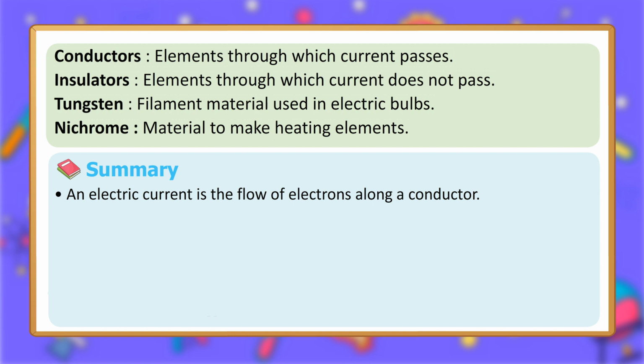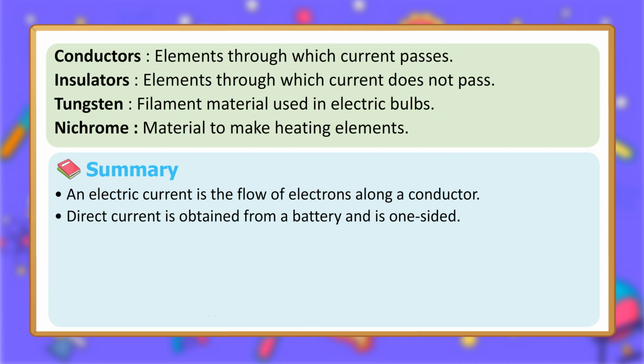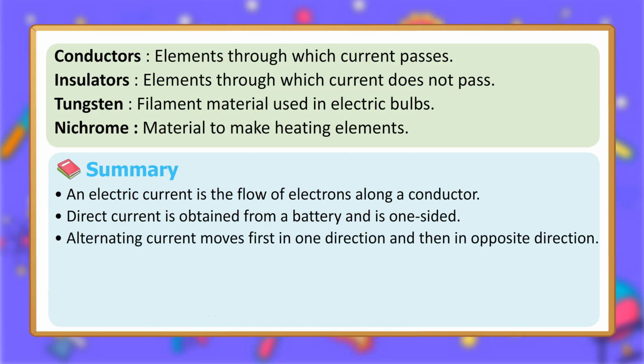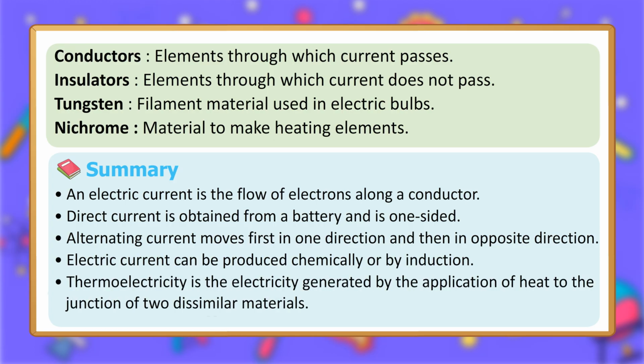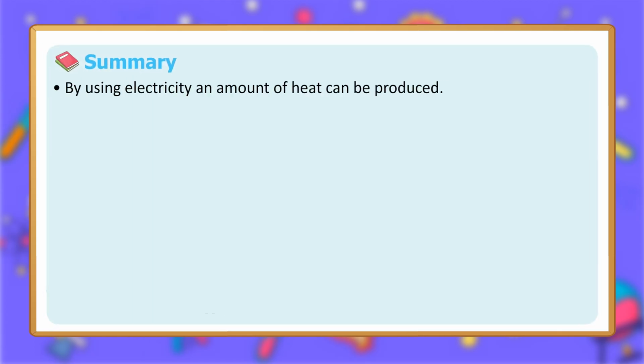Summary. An electric current is the flow of electrons along a conductor. Direct current is obtained from a battery and is one-sided. Alternating current moves first in one direction and then in the opposite direction. Electric current can be produced chemically or by induction. Thermoelectricity is the electricity generated by the application of heat to the junction of two dissimilar materials. By using electricity, an amount of heat can be produced.